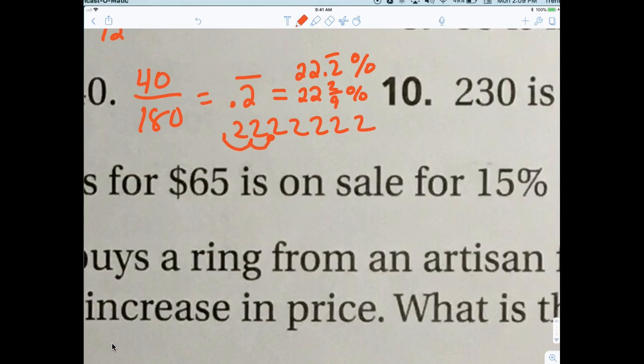Now, like I said, I'm not asking you to know that. I'm just saying, for those of you with some thinking, anytime you see repeated numbers, you know it's over 9. Is everybody okay with that? 22 and 2 ninths %. All right, here we go.